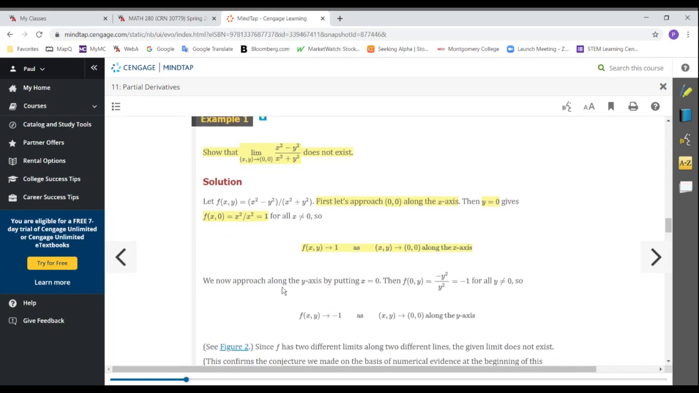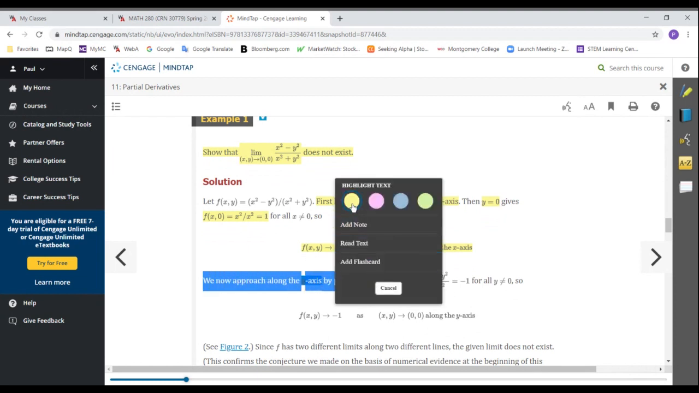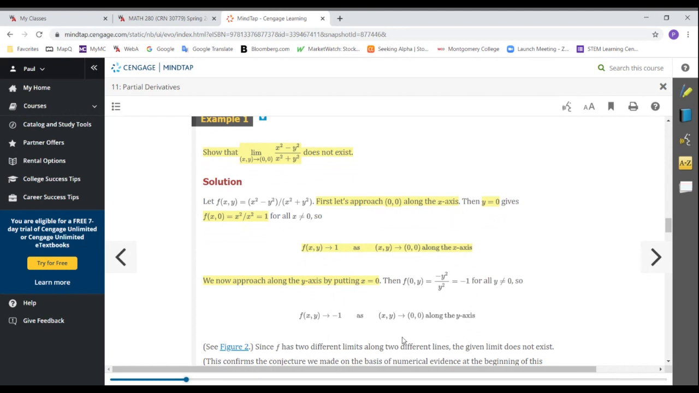However, suppose we wanted to approach the origin from a different direction. Suppose we wanted to approach along x equals 0. The y-axis is the equation x equals 0. So you would substitute in 0 for x in your function, and you would get negative y squared over y squared, which equals negative 1.